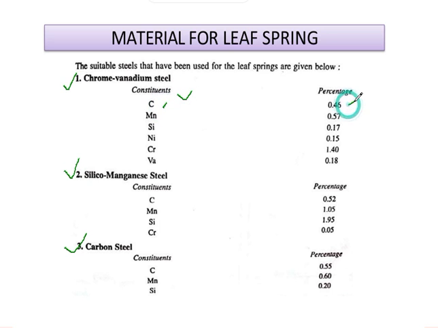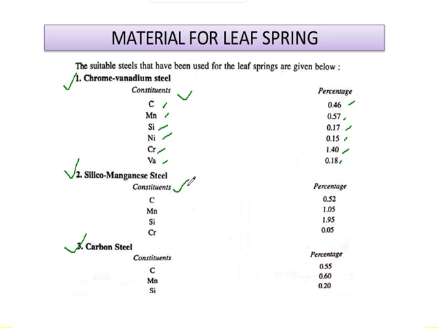Carbon of 0.46%, manganese of 0.57%, silicon of 0.17%, nickel of 0.15%, chromium of 1.40% and vanadium of 0.18%.